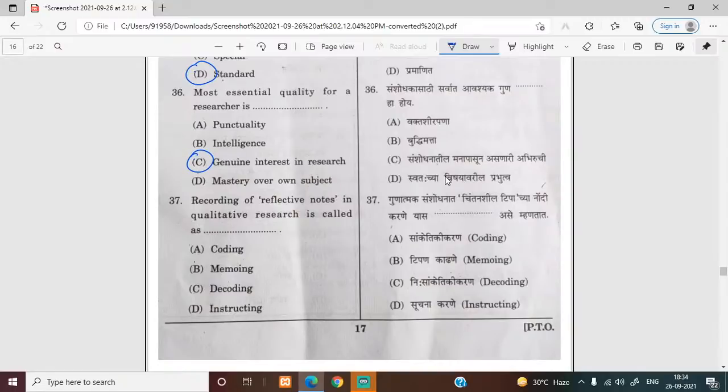Mastery over your own subject is also important. But if you talk about the most essential quality of a researcher, it is definitely option C, genuine interest in research.